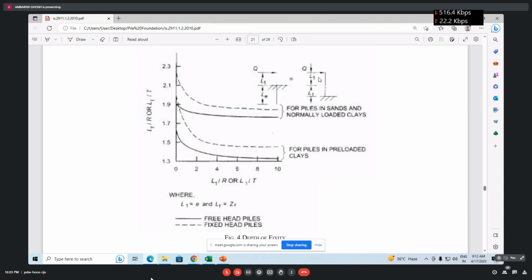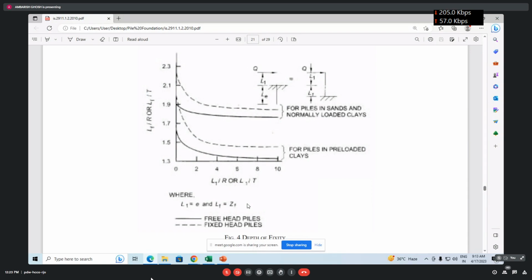In case the lateral load is considered at the ground level and there is no eccentricity, then L1 will be 0, isn't it? So in this chart, you can see the condition given, LF by R or LF by T. T was the stiffness part and R was for the clay soil, so depending on that, you use either LF by T or LF by R. Then here you can see L1 by R or L1 by T. L1 means the eccentricity part. In case eccentricity is 0, then we will take the reading only along the y-axis.